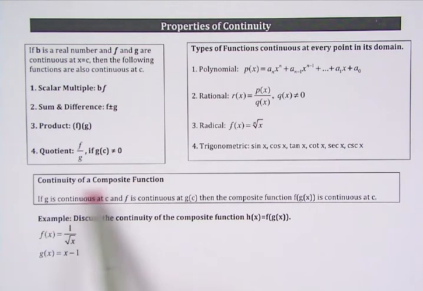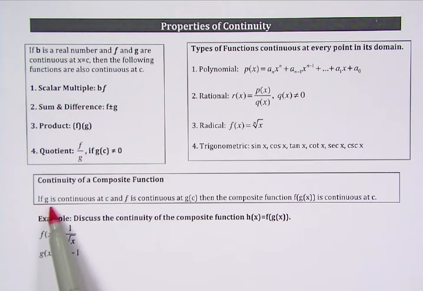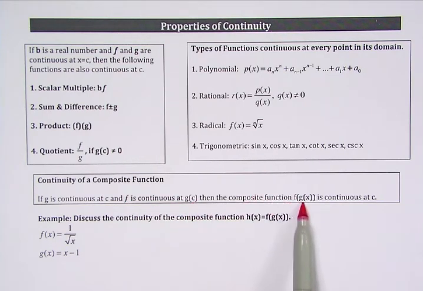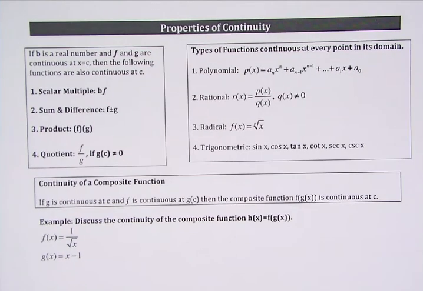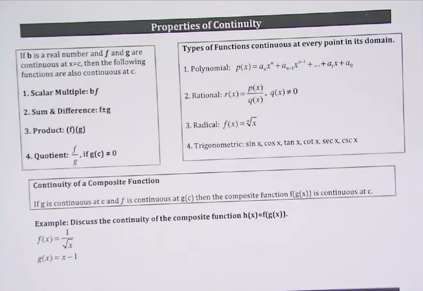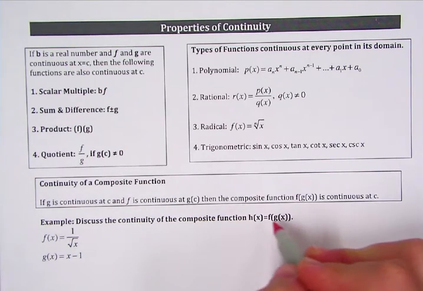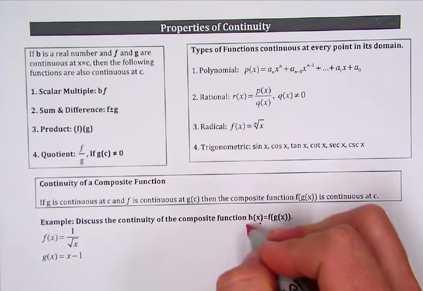All right, continuity and composition of a function, that's basically what we were talking about up here. If g is continuous at c and f is continuous at g of c, then the composite function f of g of x is continuous at c. So we want to discuss the continuity of the composite function h of x, that's equal to f of g of x. So really what we want to do here is just figure out what h of x is equal to.